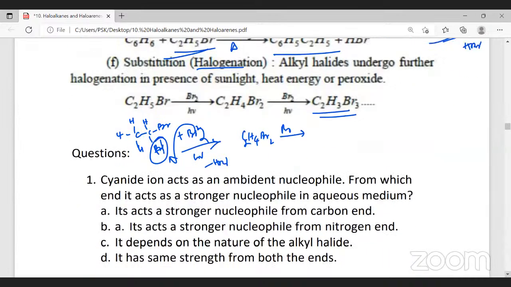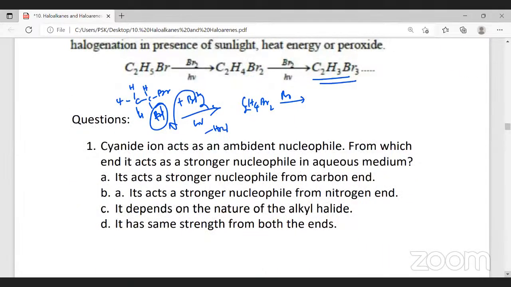Now, coming to a few of the questions, and then we will start with the mechanisms of the topic. Now, cyanide ion acts as an ambidentate nucleophile. What do you mean by ambidentate ligands? Ligands which have more than one donor atom are called ambidentate ligands. So cyanide ion is an ambidentate ligand. Why? In cyanide ion, nitrogen can be a donor atom or carbon can be a donor atom. Since we have two donor atoms, it is called an ambidentate ligand.